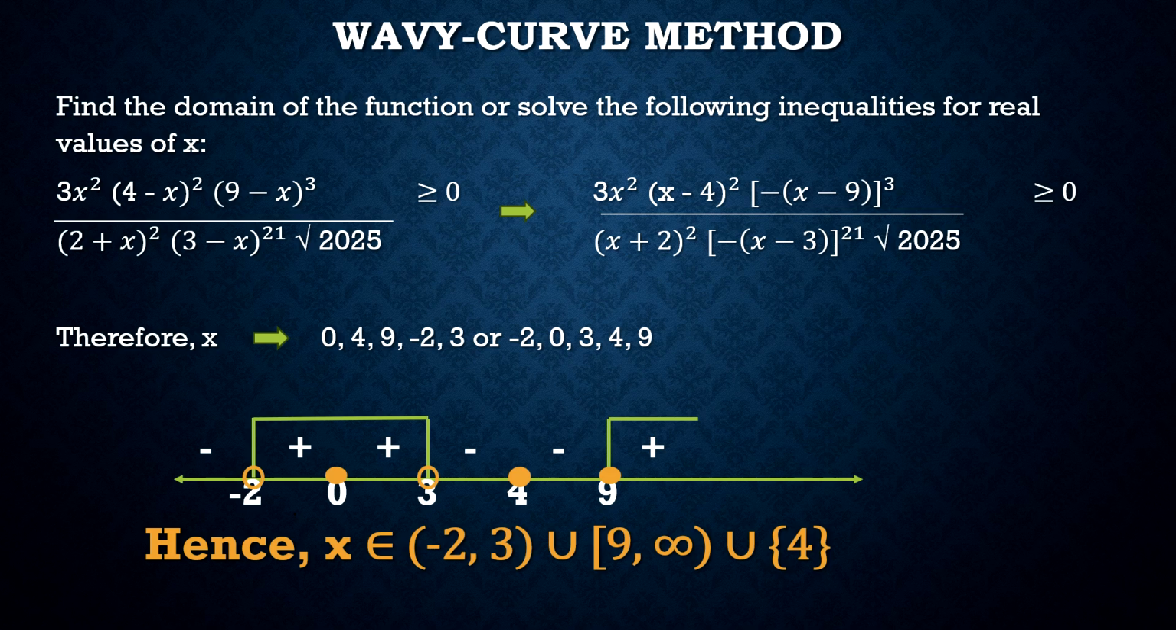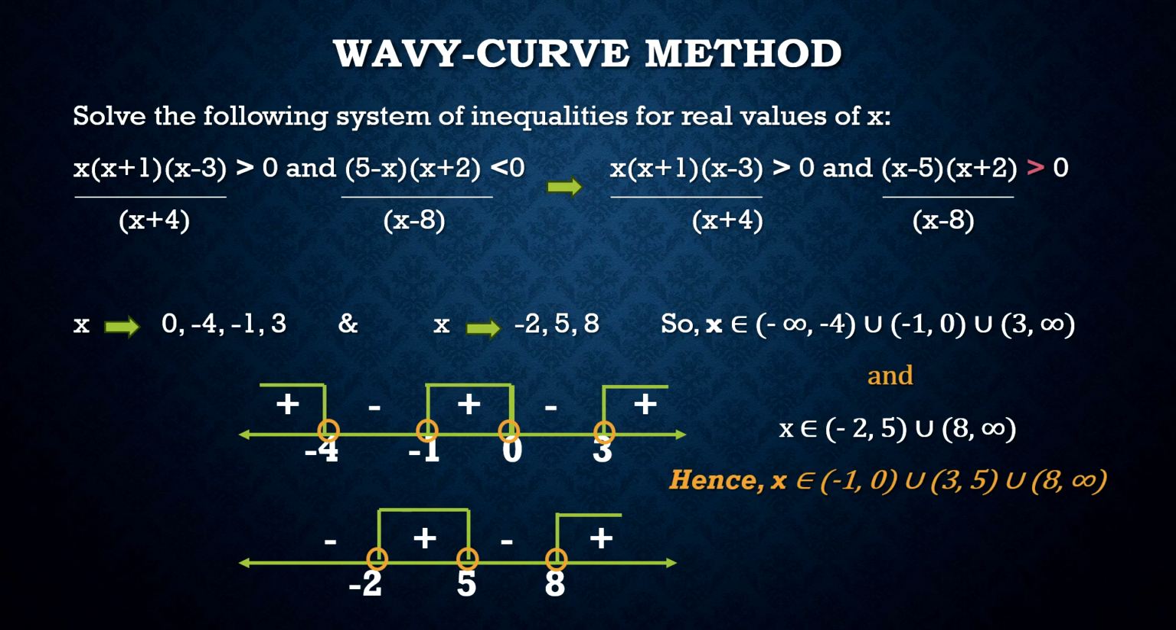One more value is there, which is 4. 4 is a lone value which x can also take. So it is union the value 4. Correct? So over here the domain of the given inequality is x belongs to (-2, 3), union [9, infinity), union {4}.